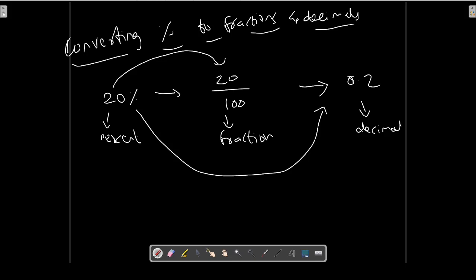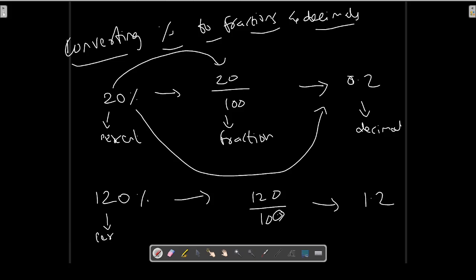Similarly, let's take 120%. Here, 120 can be written as 120 by 100. That means 1.2. Here, 120 is represented in percent, and 120 by 100 is in fraction, and 1.2 is in decimal format.